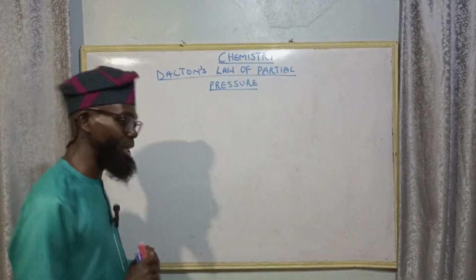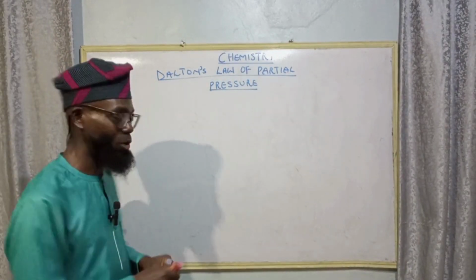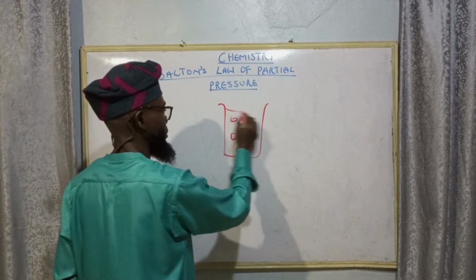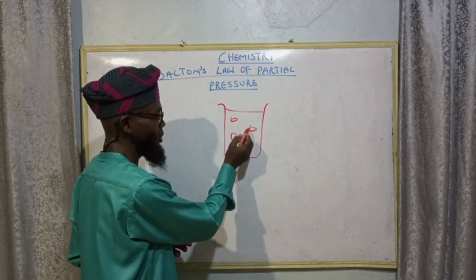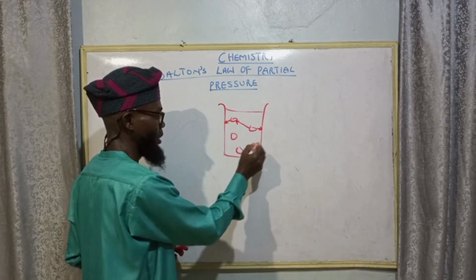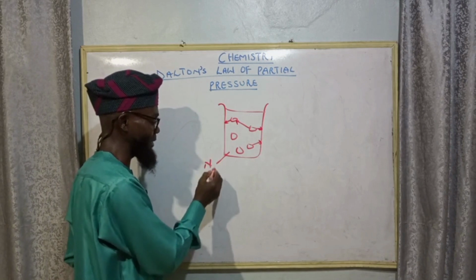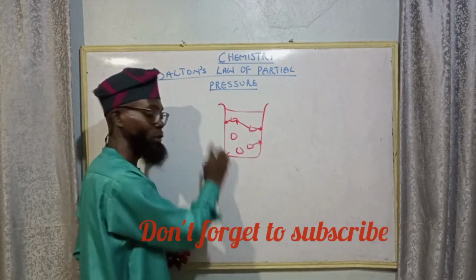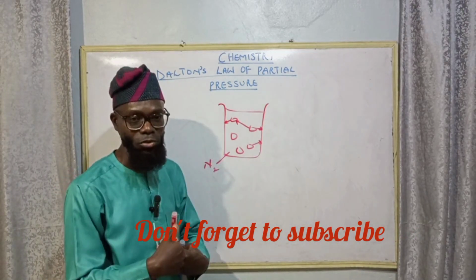This law is talking about gases that are not reacting and are in the same confined area. If a gas is in a container individually, it's going to exert a pressure. When we have gases this way, the gas molecules collide with one another and also collide with the wall of the container. Let's say this gas is nitrogen gas, the gas is exerting its pressure onto the wall of the container. We call it a pressure.